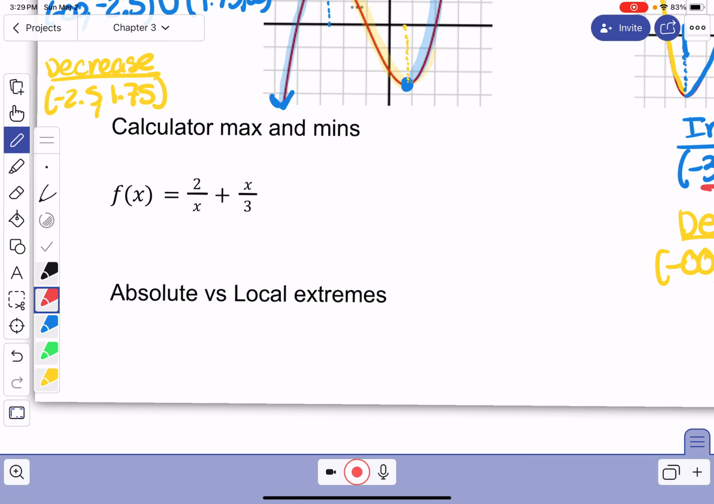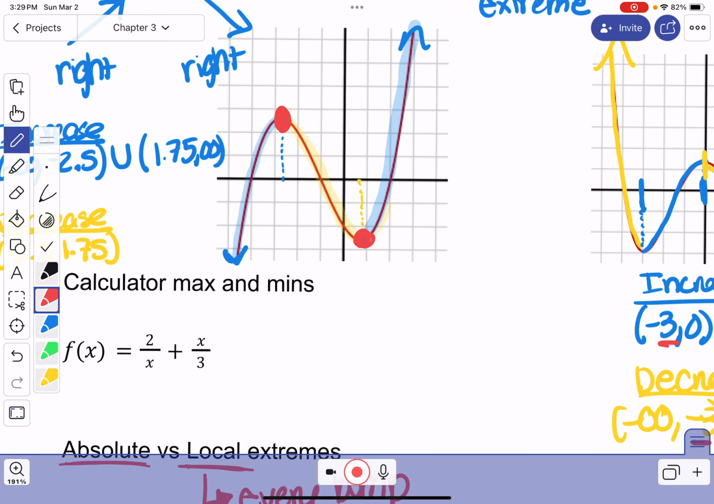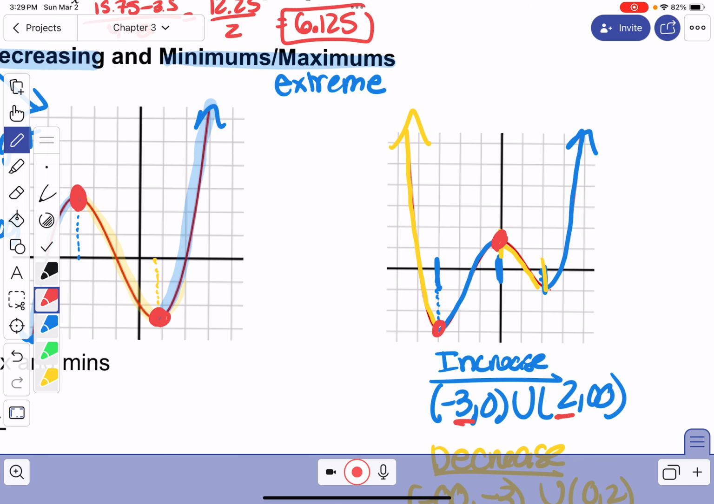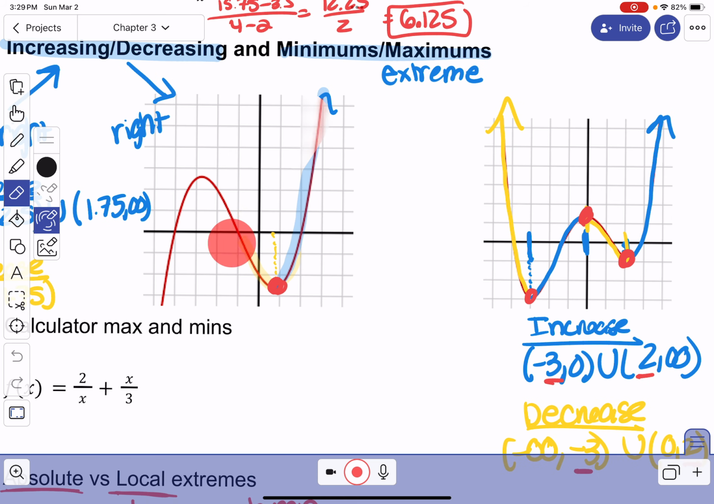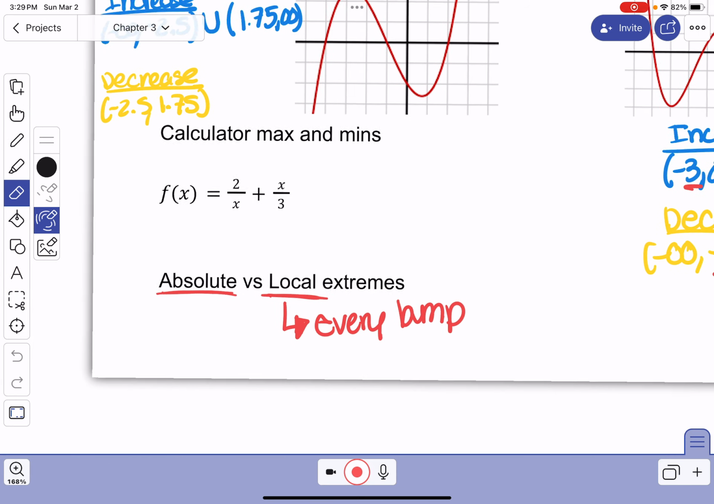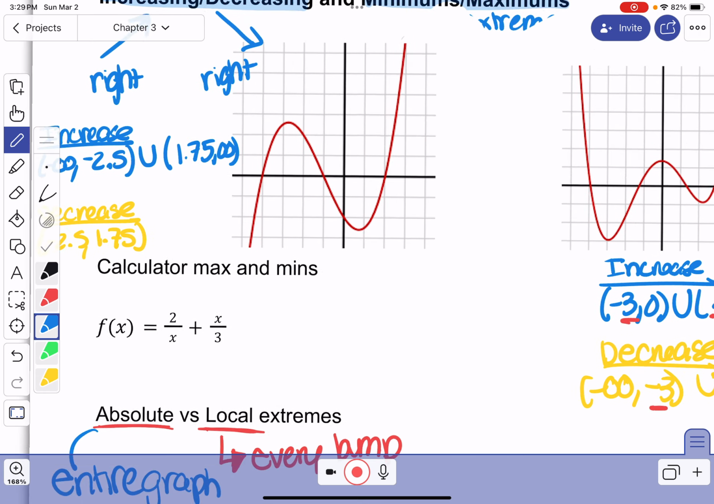So when we talk about our extremes, we go back and forth between absolute and local. A local extreme is every single bump on a graph. So this is an extreme, this is an extreme, this is an extreme, this is an extreme, this is an extreme. Those are all local max and mins, anytime there's a bump. Absolute is when you're talking about the entire graph. So not every graph has absolute max and mins.